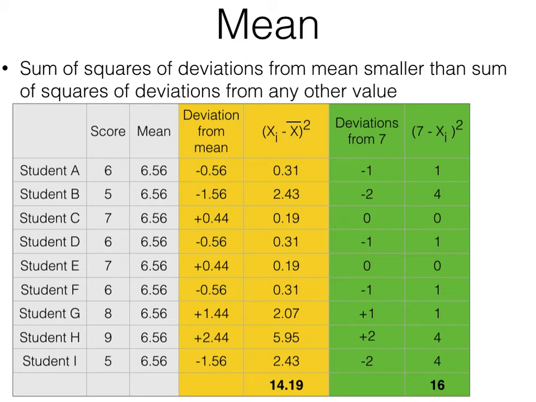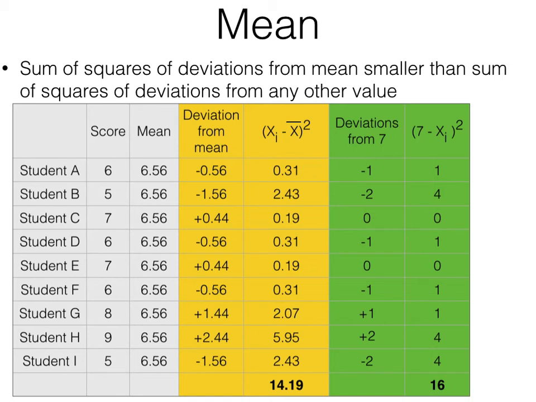Let's do another one. Let's look down at student H. The deviation of 9 from 7 means that that student's deviation from 7 was a +2. Now look in the far right column. Look at what I've written at the top. 7, and you could have picked any number you want to and worked out the deviations.